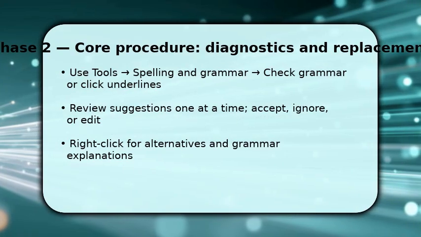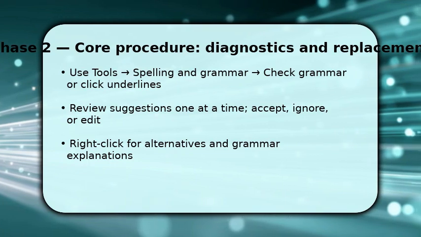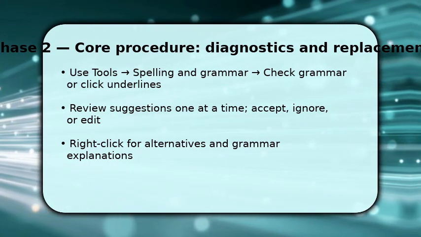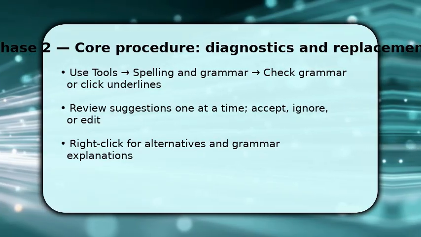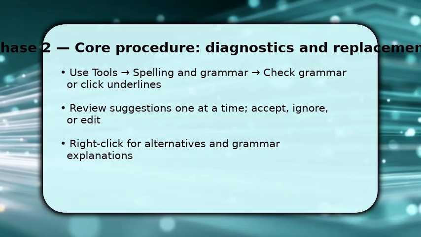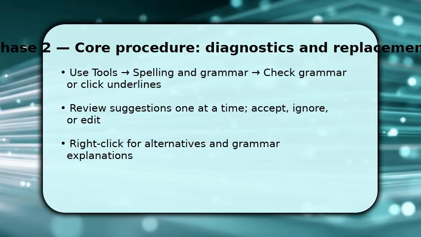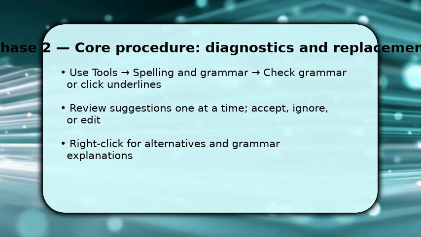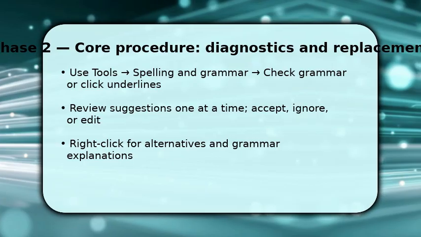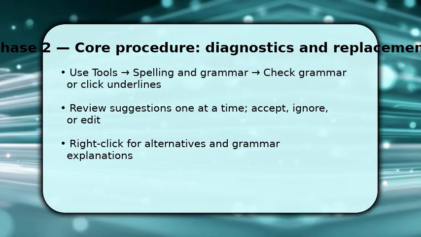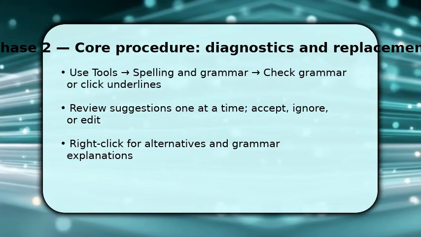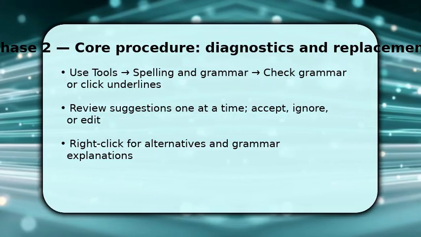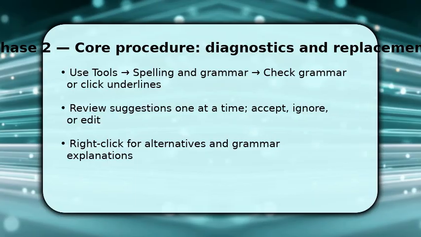Now run Google's grammar checker by choosing Tools, then Spelling and Grammar, then check Grammar. Alternatively, click highlighted underlines. You review suggestions one by one because automated fixes can change nuance or voice. When a suggestion appears, right-click to see alternatives and a brief explanation. This helps you understand why a change is proposed. Make sure to accept only changes that preserve meaning. Edit manually if the suggestion is close but not perfect.